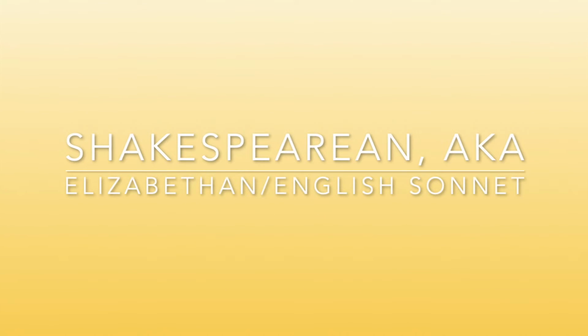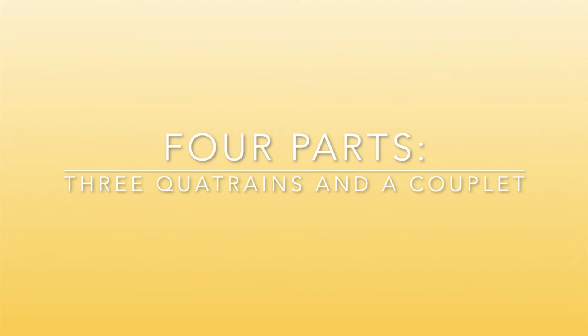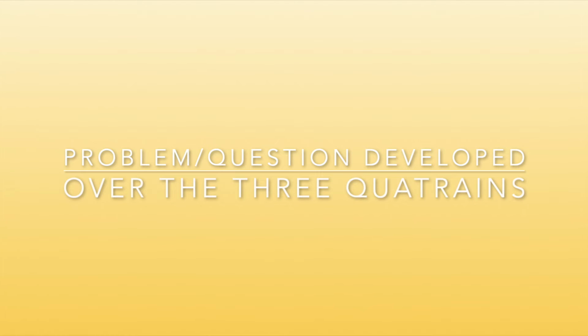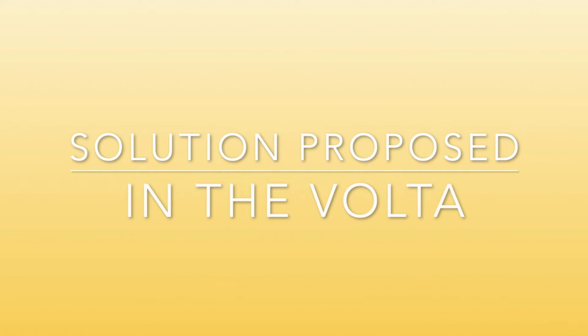The Shakespearean sonnet, also known as the Elizabethan or the English sonnet, is divided into four parts, 3 quatrains and a couplet. The rhyme scheme for a Shakespearean sonnet is typically AB, AB, CD, CD, EF, EF, GG. And each line contains 10 syllables in iambic pentameter. Like Petrarchan sonnets, Shakespearean sonnets pose problems or questions, but these are developed over the course of the 3 quatrains, leaving only the couplet at the end as space for the solution, also known as the volta.